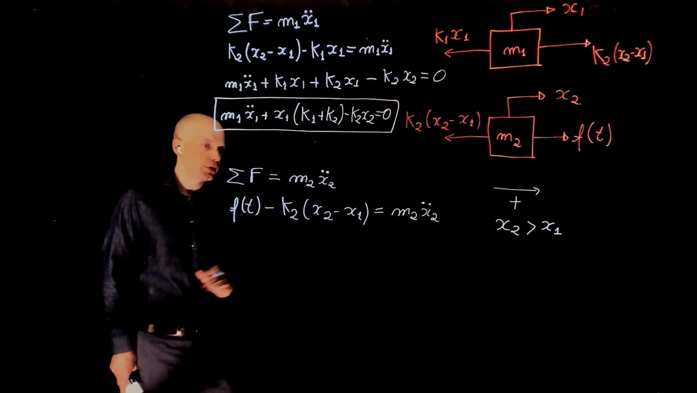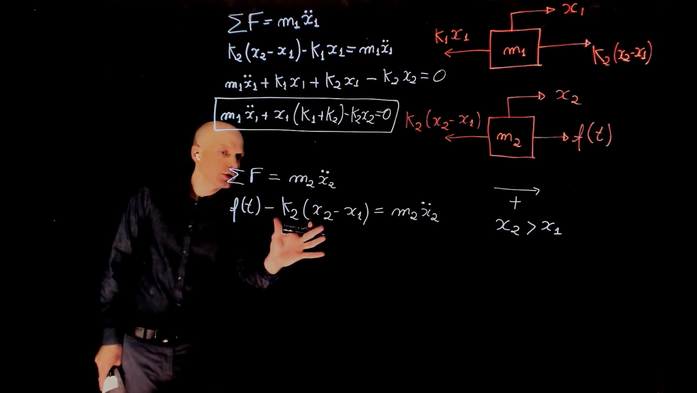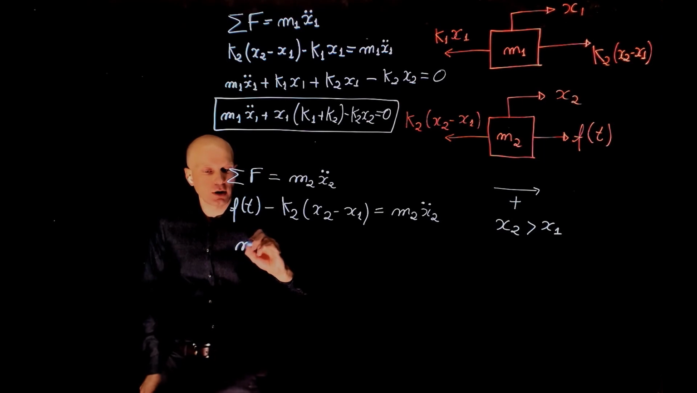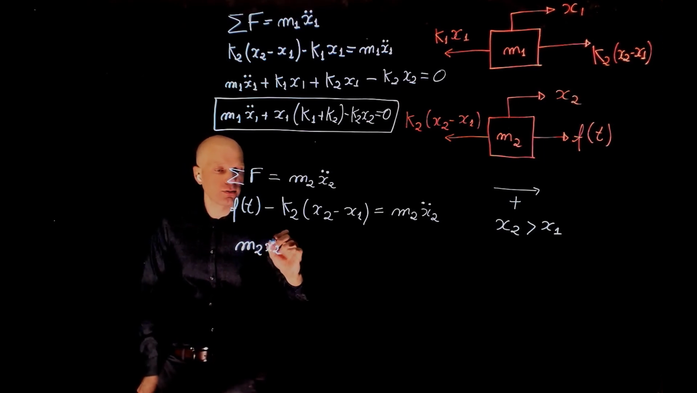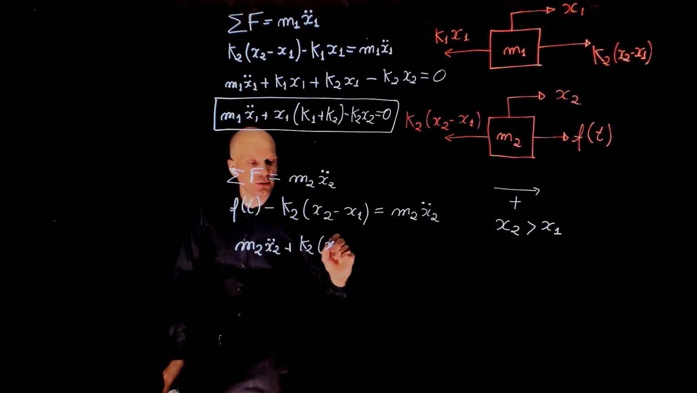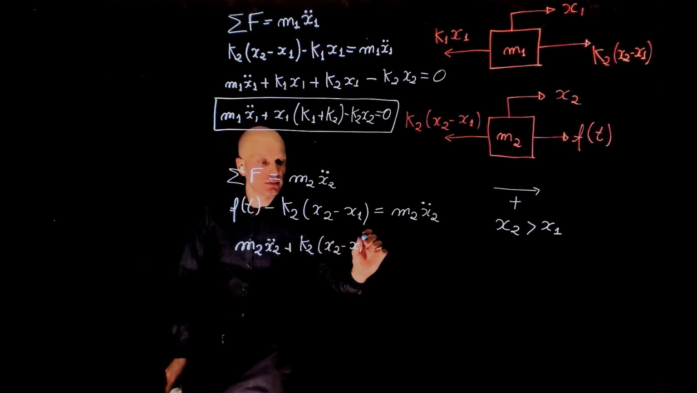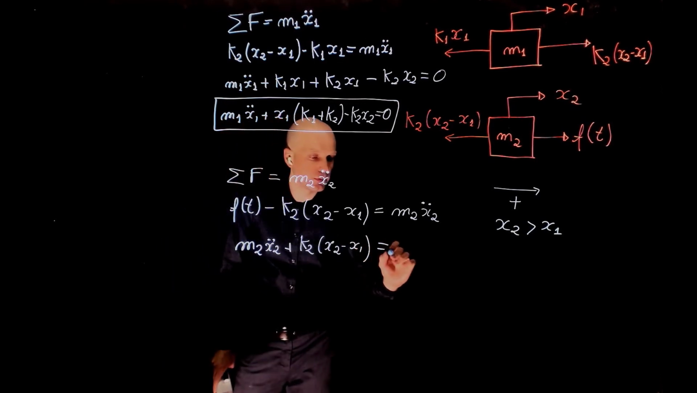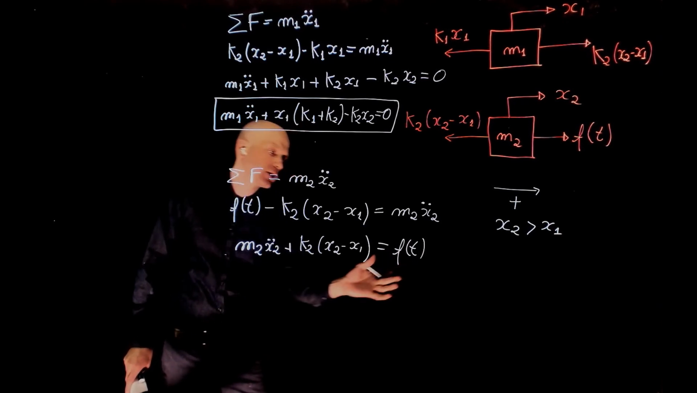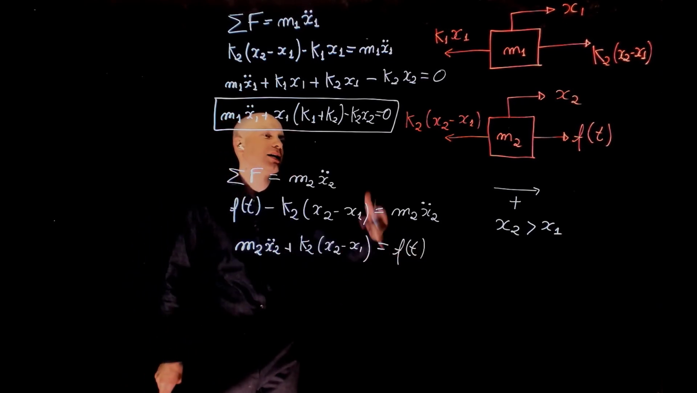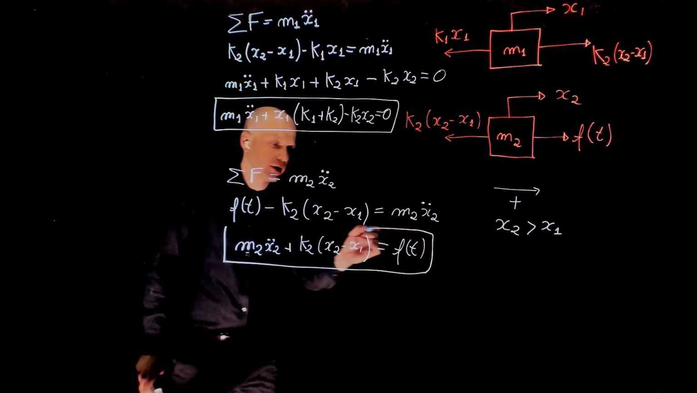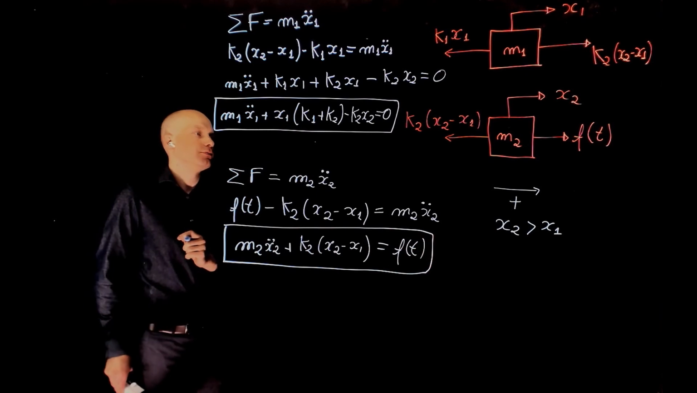And for mass m2, there isn't much to do here, but we could move this part of the equation to the right side. We end up with m2 x2 double dot plus K2 (x2 minus x1) equals f of t. And we can leave f of t on this side of the equation to highlight that that's the external input to the system. And this is the final equation for mass m2.